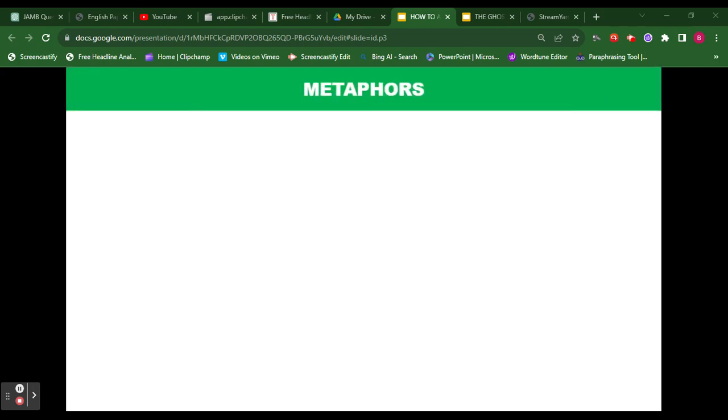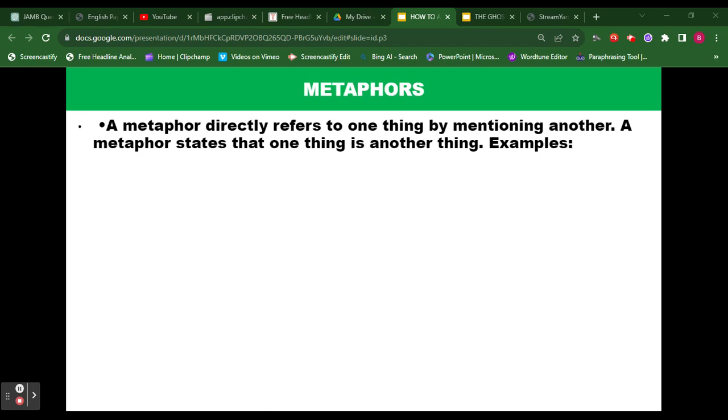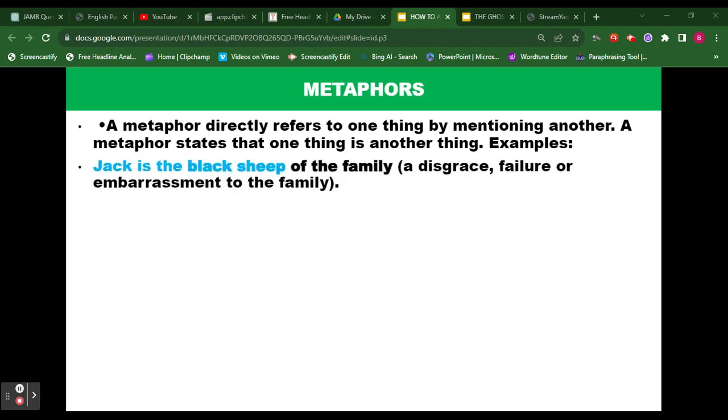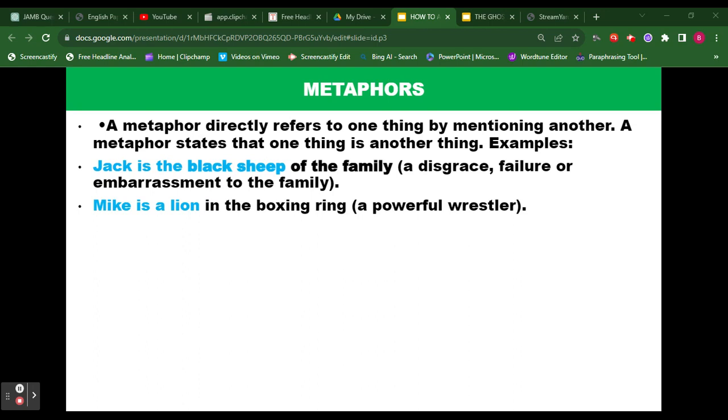Metaphors. What exactly is a metaphor? A metaphor directly refers to one thing by mentioning another. A metaphor states that one thing is another thing. For example, Jack is the black sheep of the family. This means that Jack is a disgrace, a failure, or an embarrassment to the family. Mike is a lion in the boxing ring. It simply means that Mike is a powerful wrestler. So metaphors involve using one thing to stand for another.